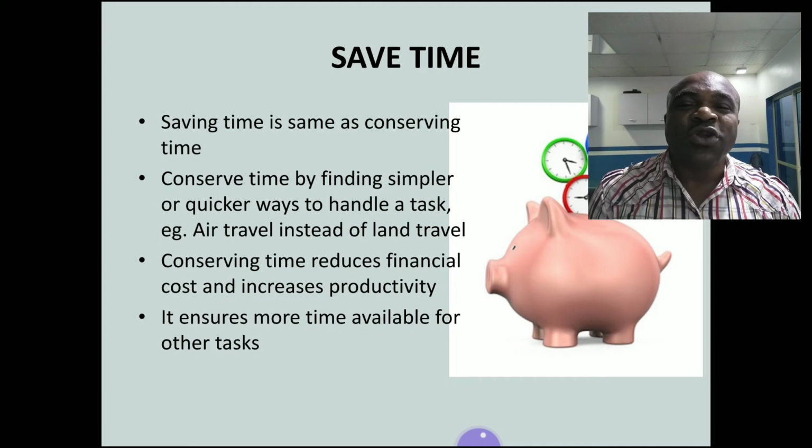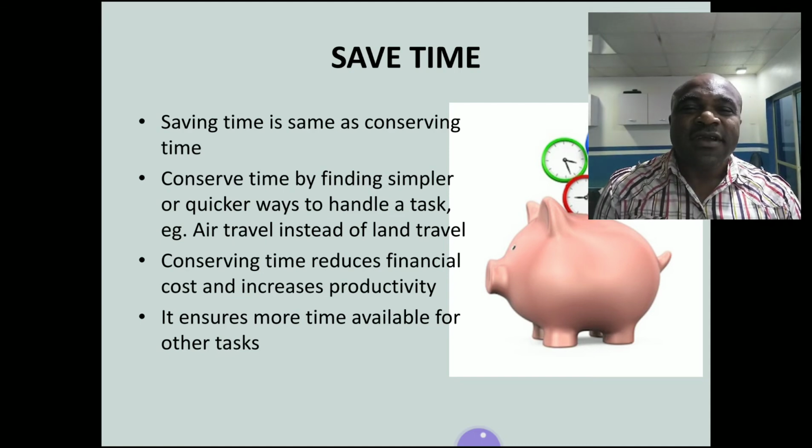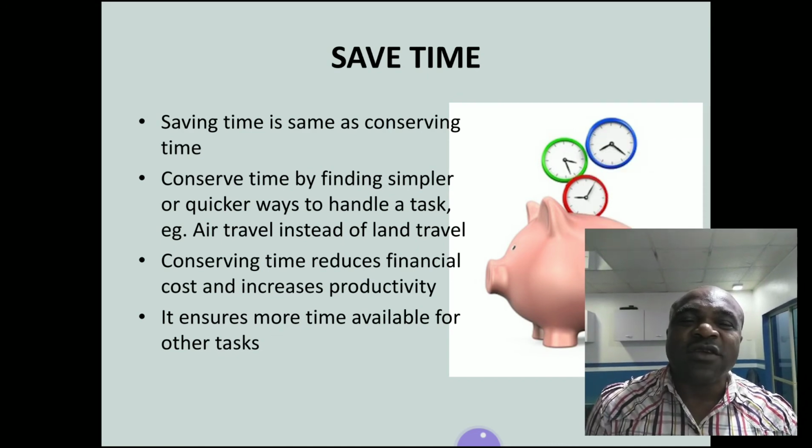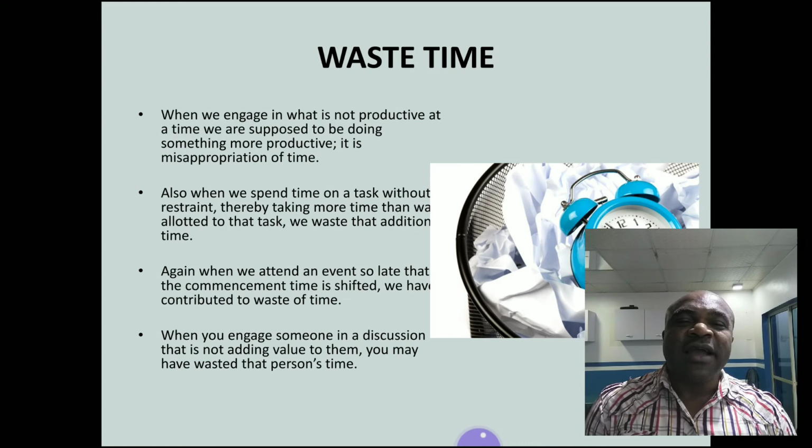It would be a more productive use of that time taking a flight for that journey, so that within 45 minutes you are there, and you would have saved an hour 15 minutes or more from the time you would have spent on the road. So you save time by finding a quicker way of achieving a task. Conserving time reduces financial costs and increases productivity. It ensures more time available for other tasks. So you might think it's costing you money, but you're actually saving the time for other productive things.